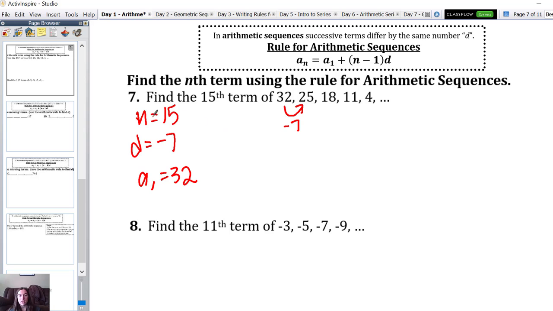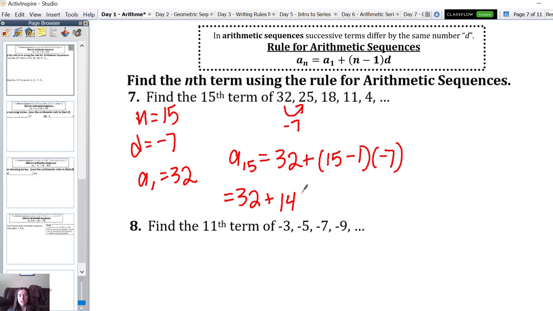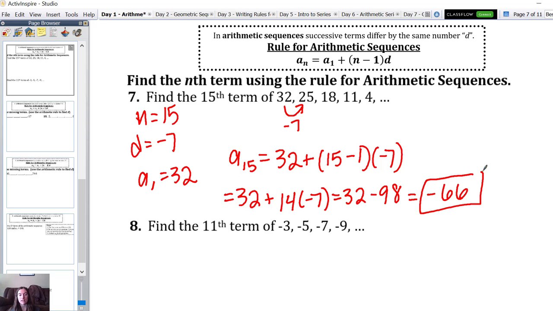So we're looking for the 15th term, meaning n is 15. So I'm going to look for a sub 15, where I know a sub 1 is 32, plus my value of n is 15 minus 1, times the value of d, which was negative 7. To simplify this right-hand side, we've got 32 plus 14 times negative 7, which would be 32 minus 98, which is negative 66. So that means that the 15th term in this sequence, if we were to keep subtracting 7 over and over and over again until we got to the 15th term, we would end up at negative 66.